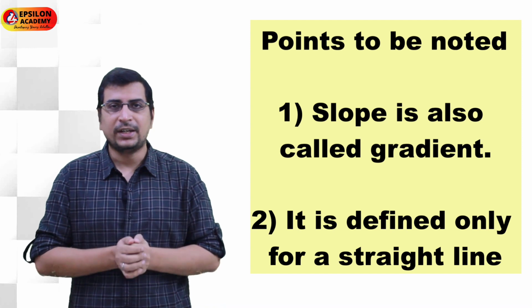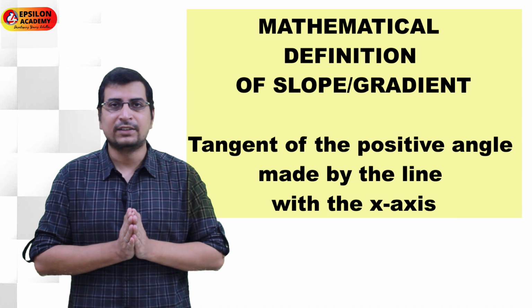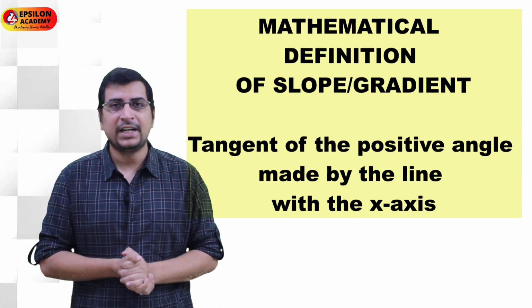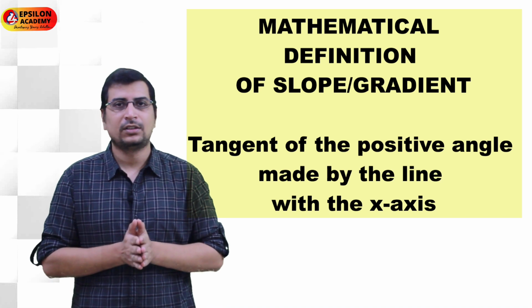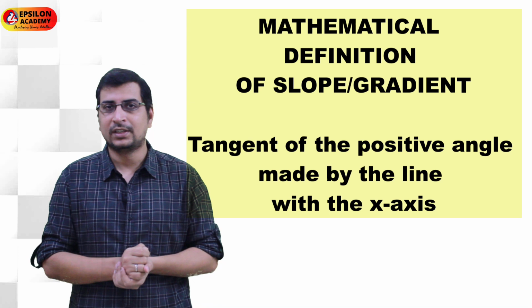From this, we can say that slope of a particular line is given as the tangent of the positive angle made by the line with the x-axis. So, here if you observe, I am concentrating on one term, that is the positive angle. For that we need to understand what a positive and a negative angle means.